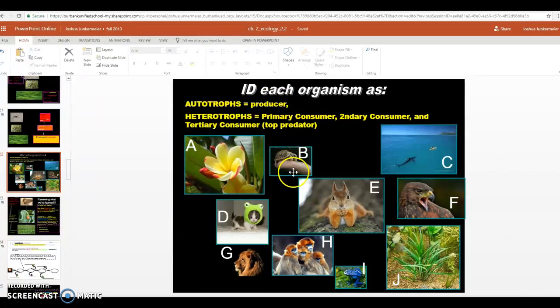And then B, looks like a turtle. I know a little more since I'm a bio nerd. This is a tortoise, and a tortoise eats plants. So it would be a primary consumer because it primarily eats plants only. So in our notebook, we'd write A equals autotrophs or producer. B equals primary consumer. We got this shark here. We know sharks are top predators. So we're going to call this shark a tertiary consumer or a top predator, right?